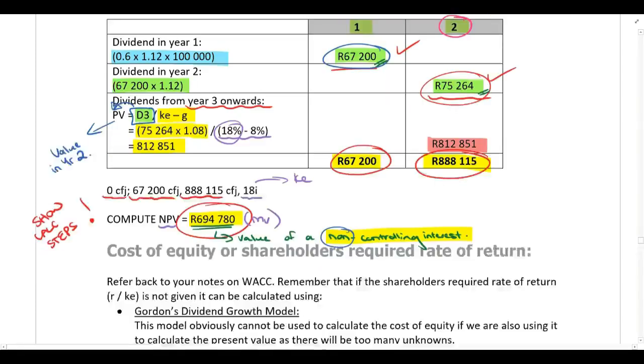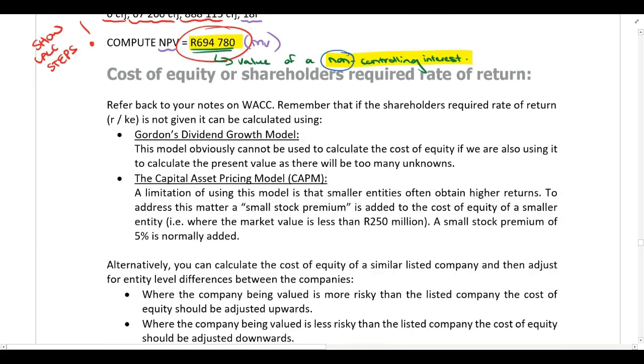Now, in the last two examples, I gave you the cost of equity, or the shareholders' required rate of return. It was given as 18%. However, please note this does not have to be given. If you refer back to our lecture notes where we covered the weighted average cost of capital, you will remember that we can calculate the cost of equity either using Gordon's dividend growth model or the capital asset pricing model.